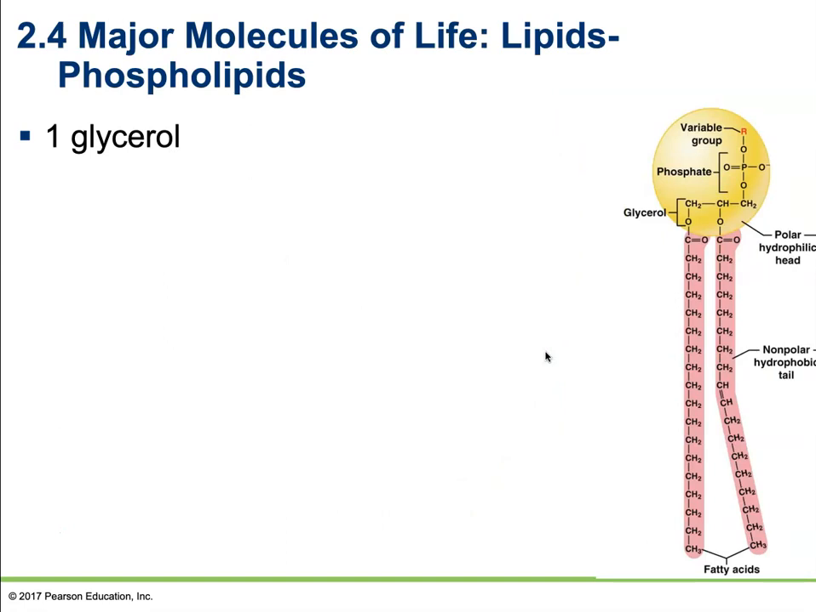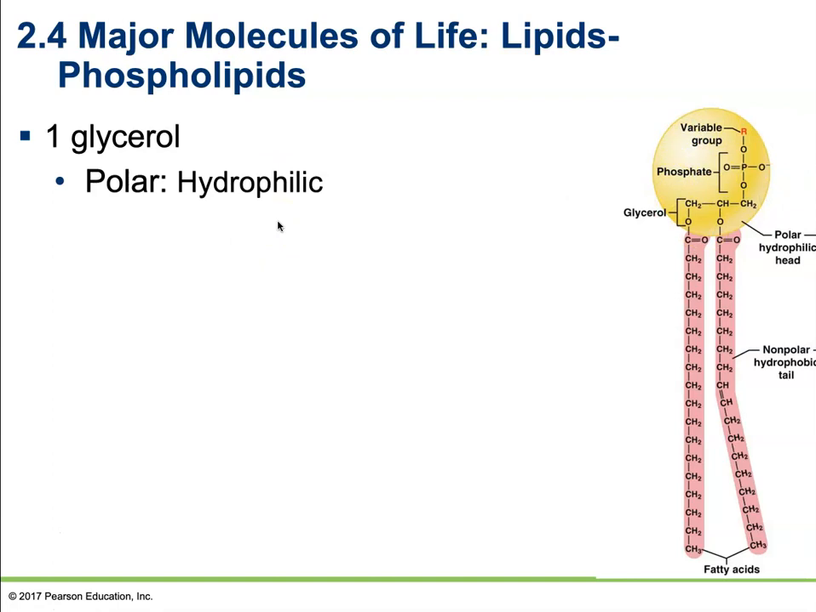phospholipids. Now, phospholipids are extremely important. They are very similar in structure to triglycerides. They do have a glycerol group and they do have fatty acid tails. However, they also have a phosphate group that's been attached to that glycerol. So we have one glycerol molecule. It's going to make the molecule.